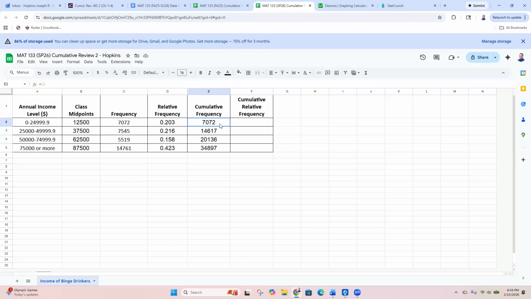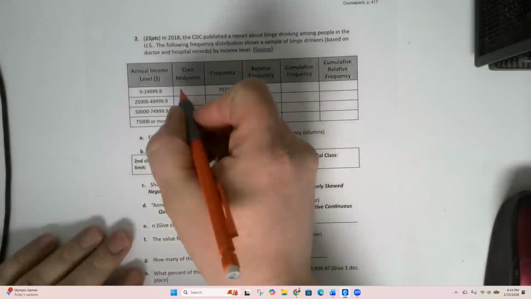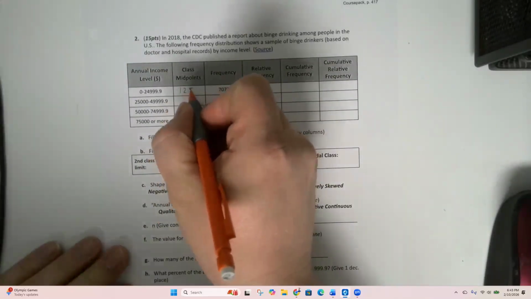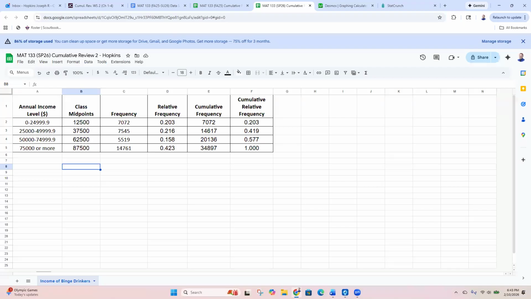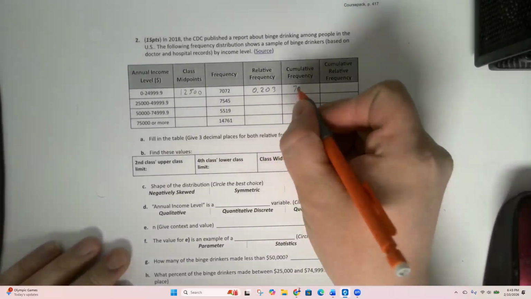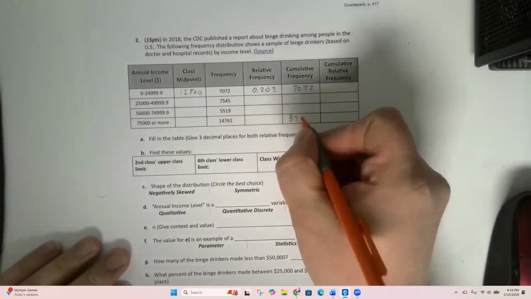And since all of these are formulas, I can just copy this formula over and into my column F. So my first frequency should match my relative frequency. Last cumulative relative frequency should be 1.0. So there's my numbers, okay? So you'll want to start entering those on page 417. So 12,500, right? 0.2, what was it? 0.3. Yeah, so 34,897. So fill in all of that.